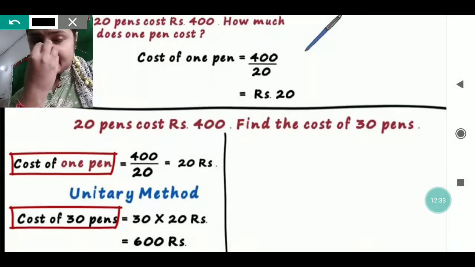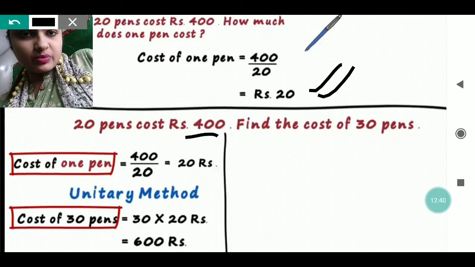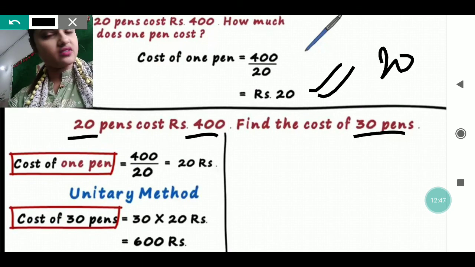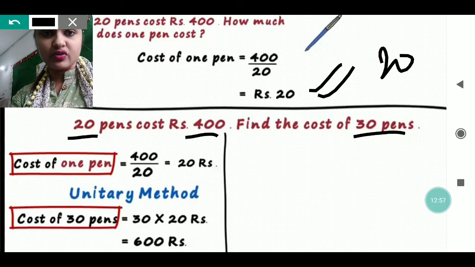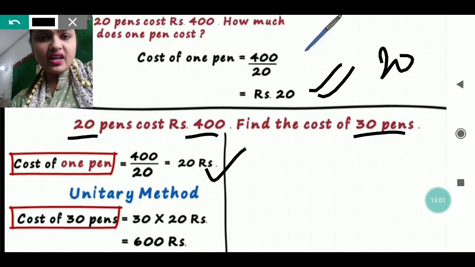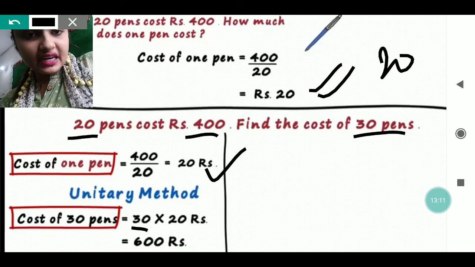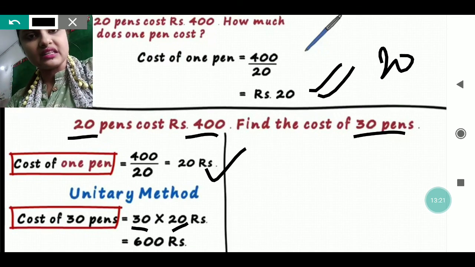In the same way, you can see here, we have taken out the cost of one pen. Now what is written: 20 pens cost rupees 400, one pen costs rupees 20. Find the cost of 30 pens. We have already found the cost of one pen, so we can easily find the cost of 30 pens by multiplying 20 into 30. According to the unitary method, first we calculate the value of 1 unit, and then we can calculate the value of the required number of units. So 30 into 20 gives the amount, that is 600, and that is the cost of 30 pens.